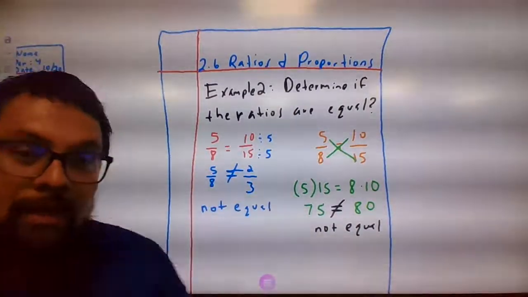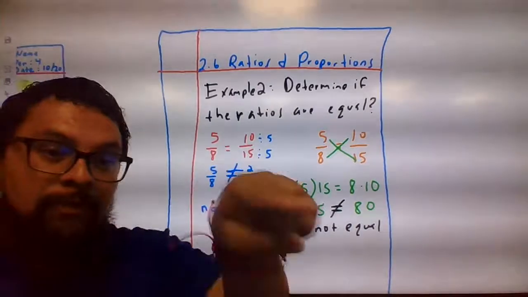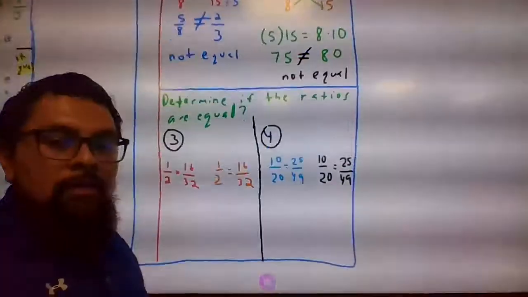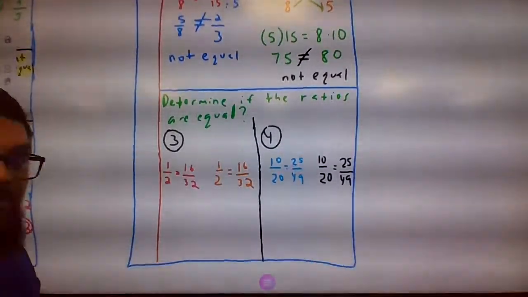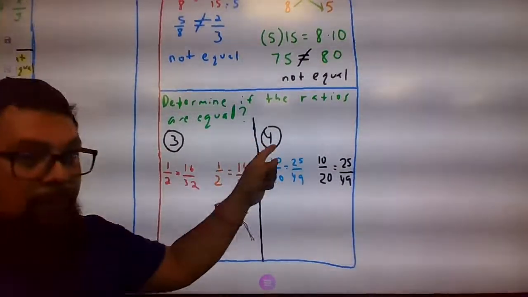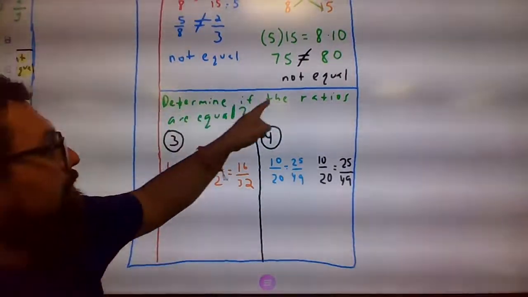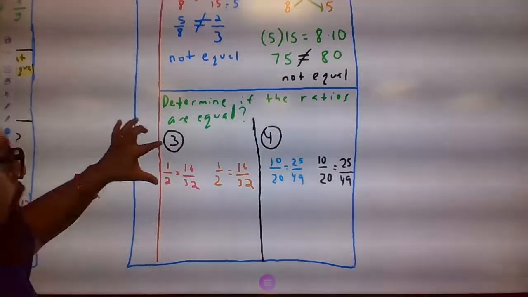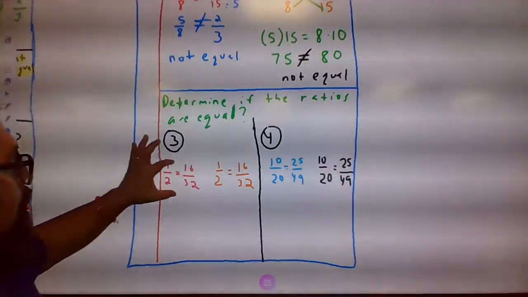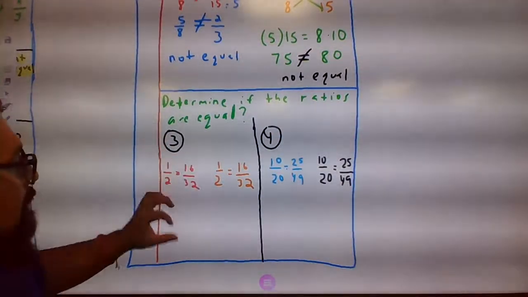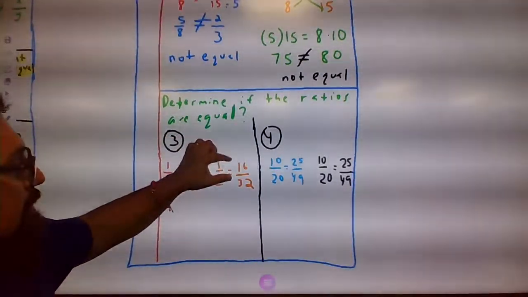All right, and now I'm going to go ahead and give you 2 examples on your own, and you're going to go ahead and do those. Let me put those up now. All right, so now it's your turn. So go ahead and do number 3 and number 4. Make sure you copy all this. Determine if the ratios are equal. So for number 3, determine if these ratios are equal. 1 to 2 is equal to 16 to 32.